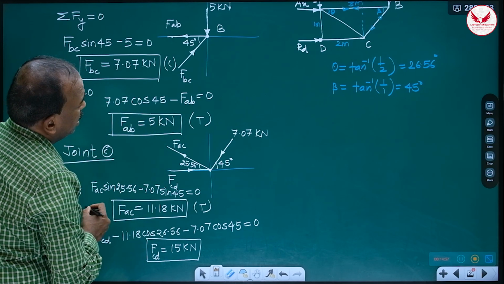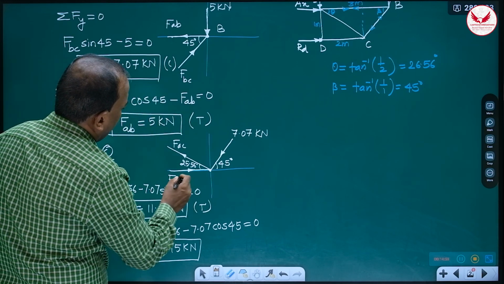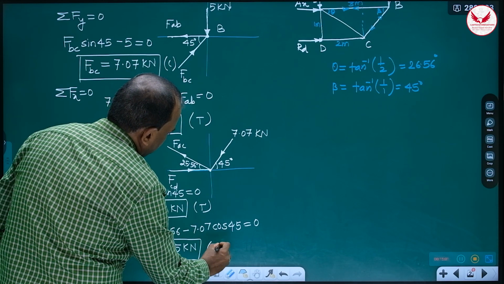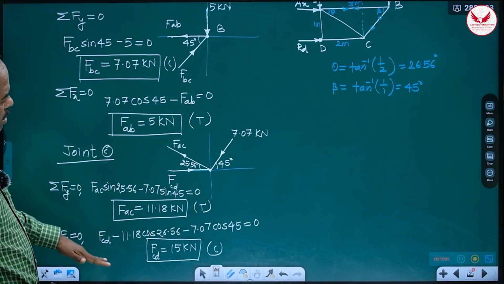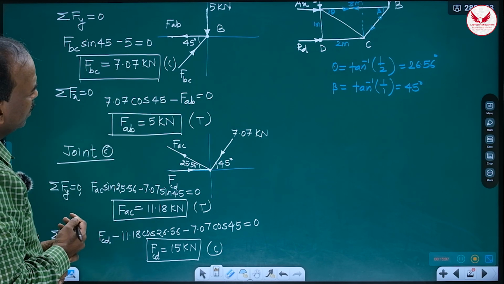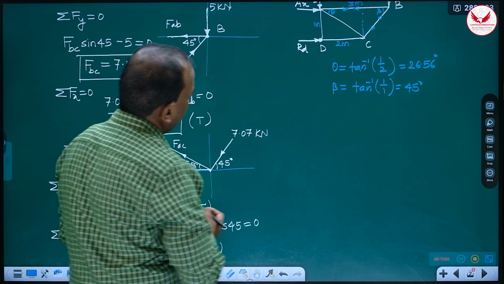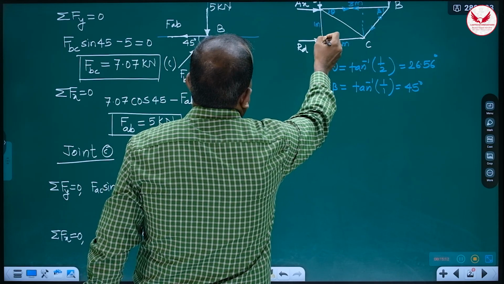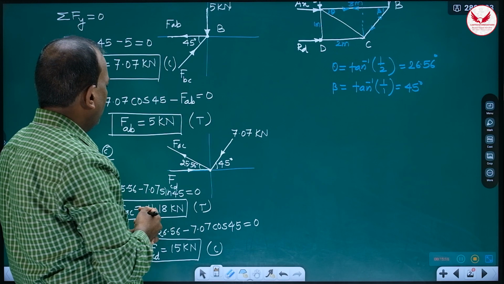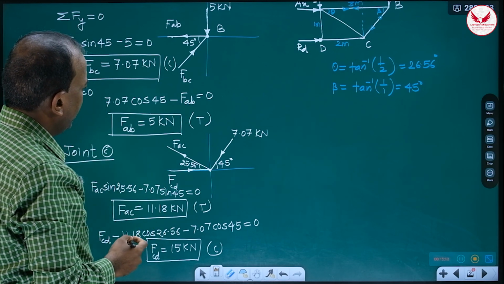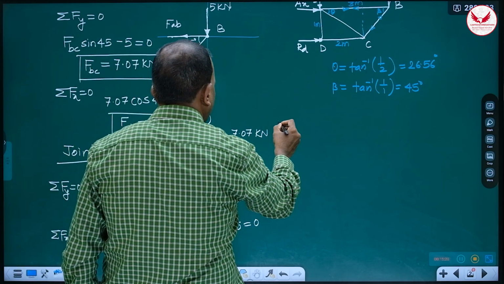And FCD, 15 kilonewton, it is compression. Means with two joints, we got 4 answers. Only one answer is remaining, and that answer is this AD member. And even though that answer we can get easily by simply observation.